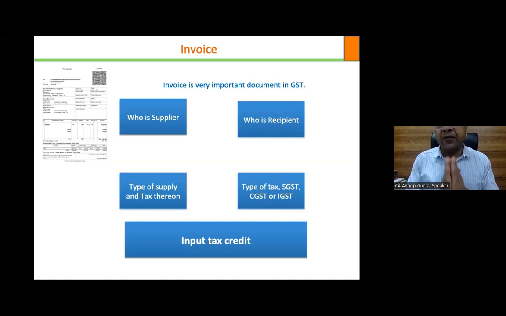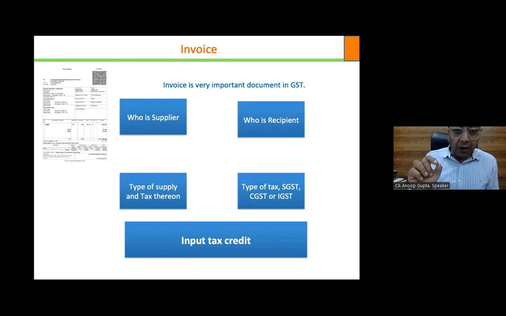Only then, if I am a recipient, a B2B person doing a business and getting an invoice from somebody, I will get an input tax credit only when I am in possession of a valid tax invoice. Then only I will get the input tax credit on the invoices which I am getting from my vendors. So it is very important for me to understand that I am getting a proper invoice.